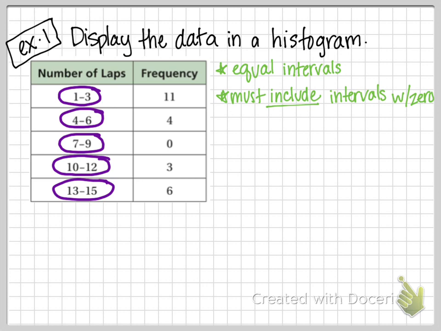So I want you to model this in your notes. You can kind of copy mine, and then I'm going to have you do it on your own in a minute. Start by putting the number of laps along the bottom. So horizontally is where we put our intervals.